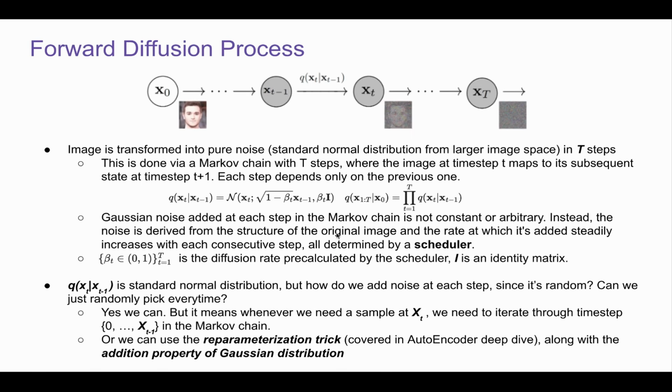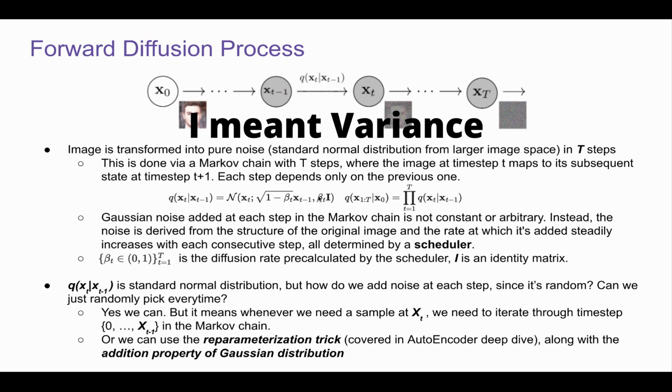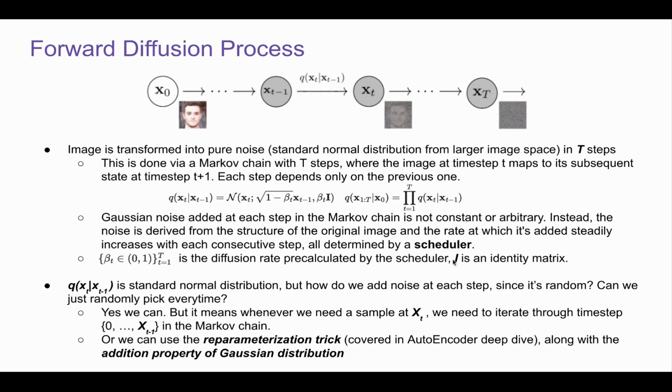So in short, now we have a forward diffusion process. It's a Markov chain, and this is the state transition distribution, and the distribution is a normal distribution. The expectation and the standard deviation all depend on a beta t parameter, which is determined by the scheduler.